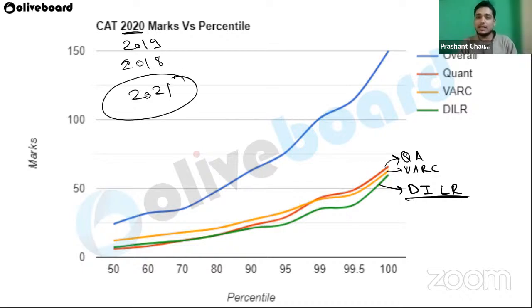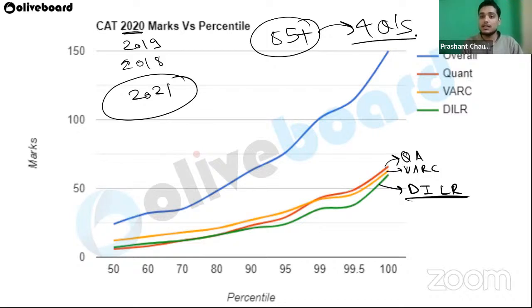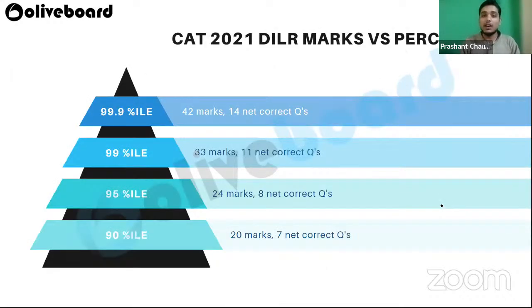In CAT 2021 as well, in the DILR, if you are able to solve even a single set, it will get you to clear the sectional percentile, that is 85. Even a single set, that means only 4 questions, right? So DILR has proved to be the toughest section of CAT over the years.